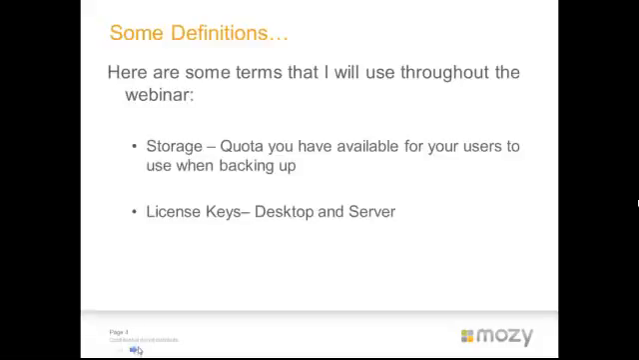Just some definitions that I use throughout the webinar. The storage refers to the quota that you have available for users to use when backing up, so the gigabyte storage that you would assign to each machine to back up with. License keys refer to desktop and server license keys. A desktop license key is primarily designed to back up a desktop operating system. It cannot be used on a server operating system. A server key is primarily designed to work on a server operating system, but can also work on a desktop operating system if needs be.